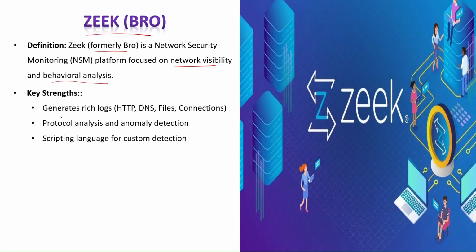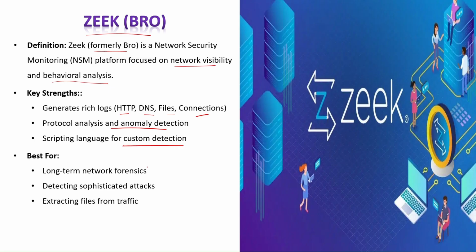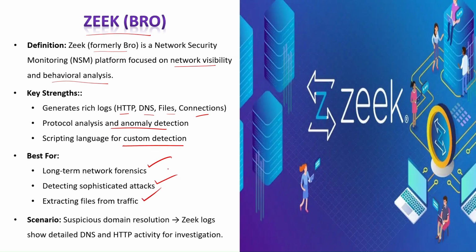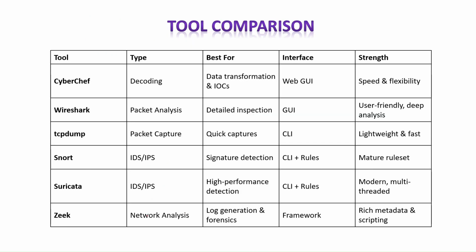Key strengths of Zeek include that it generates rich logs such as HTTP, DNS, files, and connection logs, protocol analysis and anomaly detection, and a scripting language for custom detection. So it is best for long-term network forensics, detecting sophisticated attacks, and extracting files from traffic. For example, a use case scenario for Zeek would be a suspicious domain resolution. So Zeek logs show detailed DNS and HTTP activity for investigation.